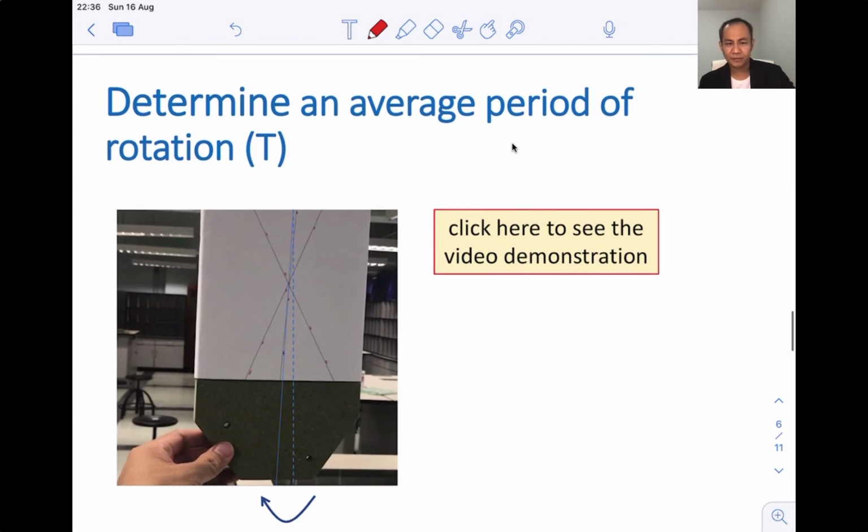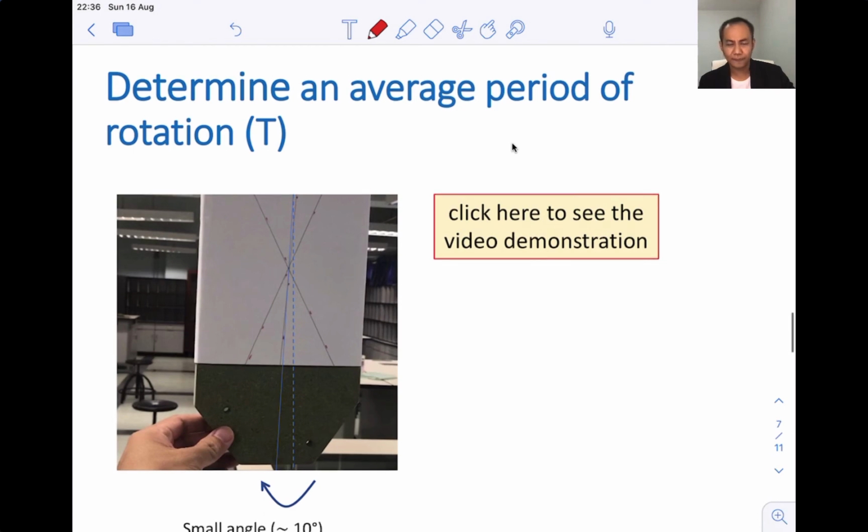And this is the important part. We determine an average period of rotation. So in this session, we need to select one of the pivot points, and then we measure D. For example, the pivot point is here, so we measure D. D is the distance between the pivot point and the center of mass. Okay, you can see the video demonstration here.